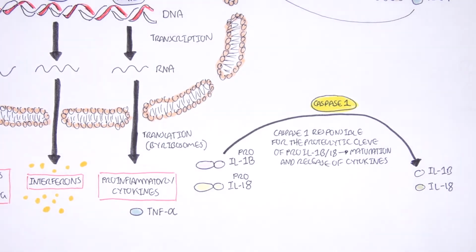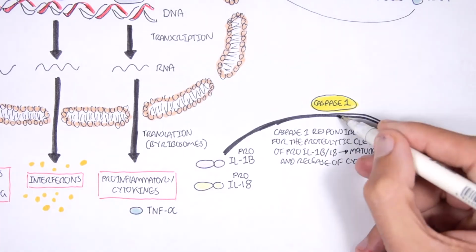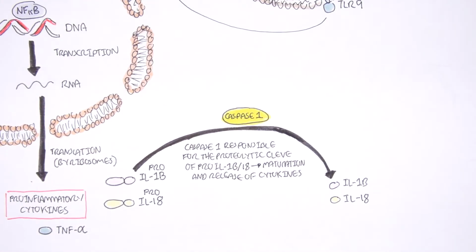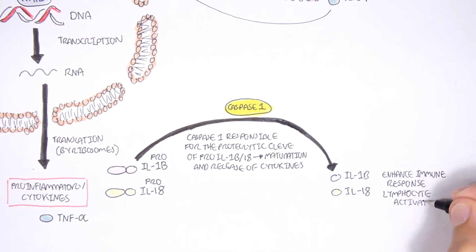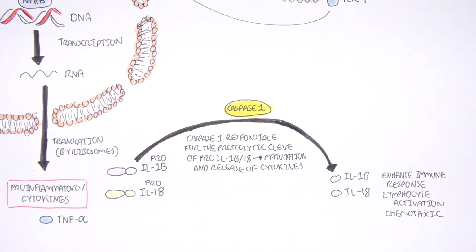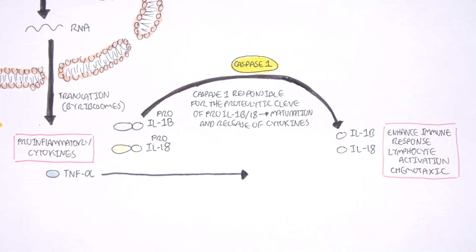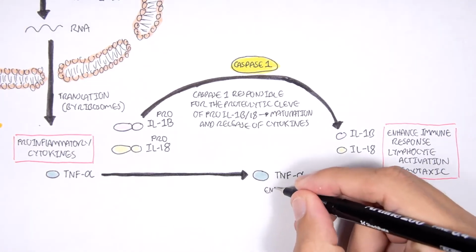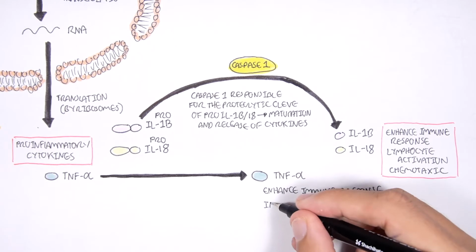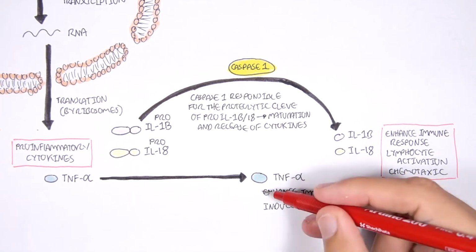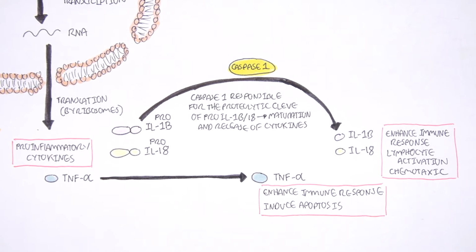So what do all these products do? Well, interleukin 1b and interleukin 18, when they're released, will essentially enhance the immune response substantially. They will activate lymphocytes, and they also have a chemotactic effect. But they also have other functions that I won't really talk about, but those are the main ones. TNF alpha's main function is to enhance the immune response, essentially. TNF alpha also induces apoptosis by binding onto receptors of other cells that are infected or whatever, and this TNF alpha will essentially cause that cell to commit suicide.